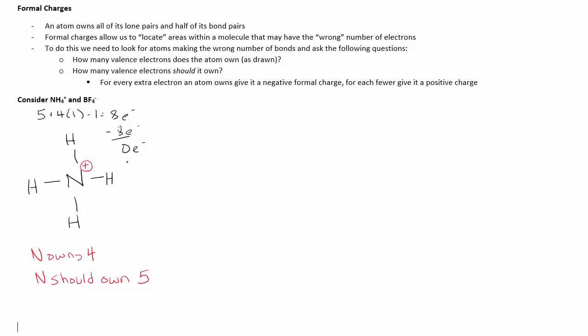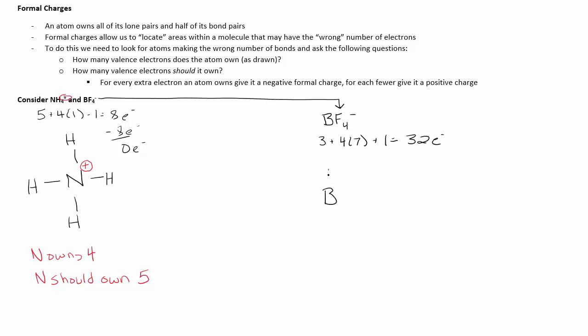I'm going to say nitrogen owns 4, half of each of the bonds, but it should own 5. So I notice that nitrogen is short 1 electron, which means it has a positive formal charge. So the positive charge on NH4 actually sits on the nitrogen atom. Let's look at BF4 1 negative. So BF4, boron has 3 valence electrons. Each of the fluorines have 7, and 1 for the charge is 32.